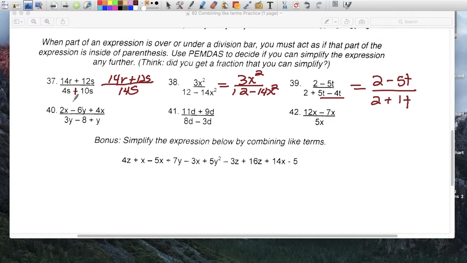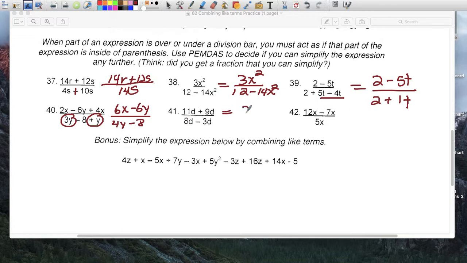That's also t. Over here, I can combine the x's. 2x and 4x is 6x, so it becomes 6x minus 6y. At the bottom, I can combine the y's. 3y plus y is 4y minus 8. Right, so I can combine this guy with this guy. This one I can combine.